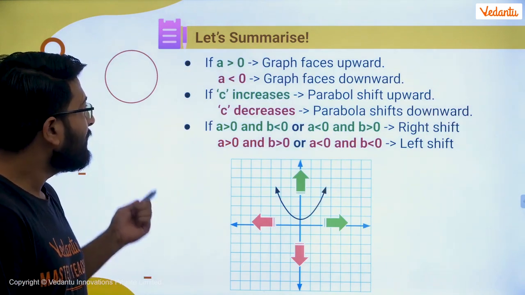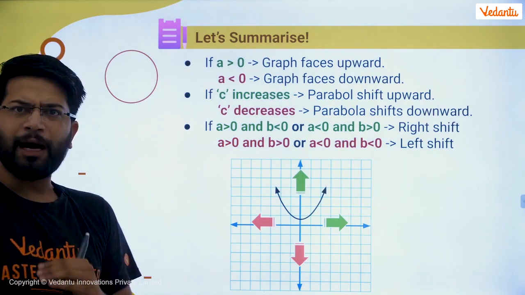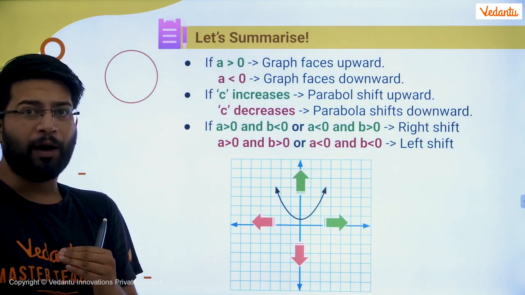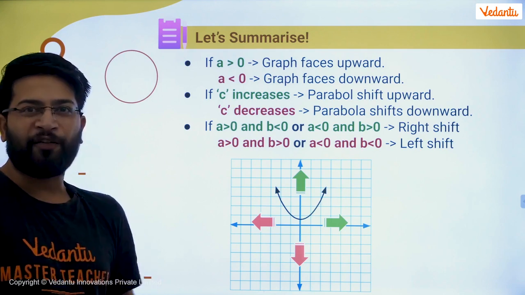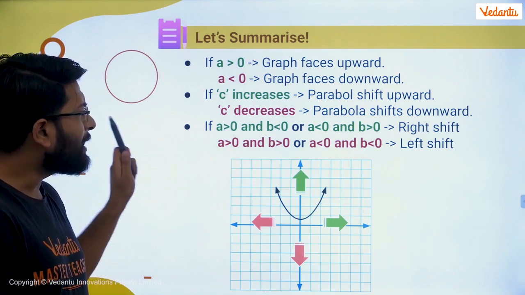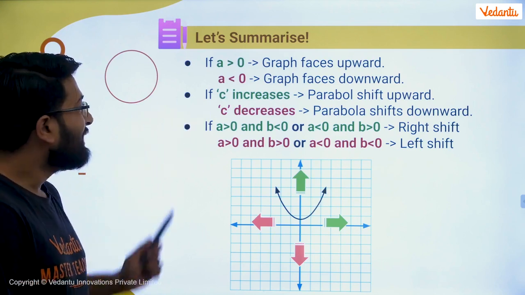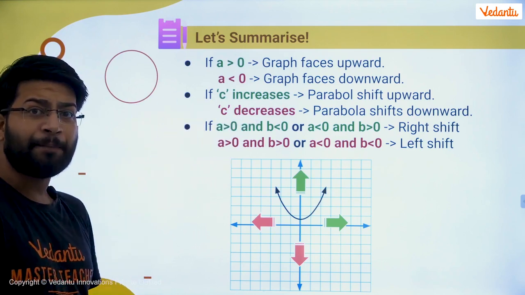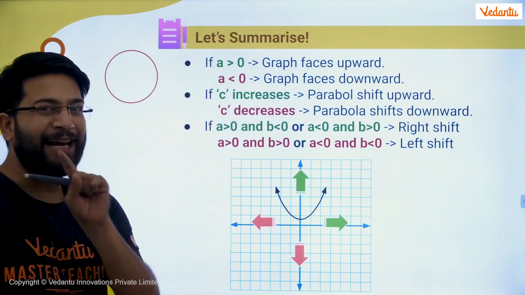We have seen that if we shift the parabola upward or downward, the value of c will get affected. And if we shift the curve in the left or right direction, then we can define the signs of the values of a and b.